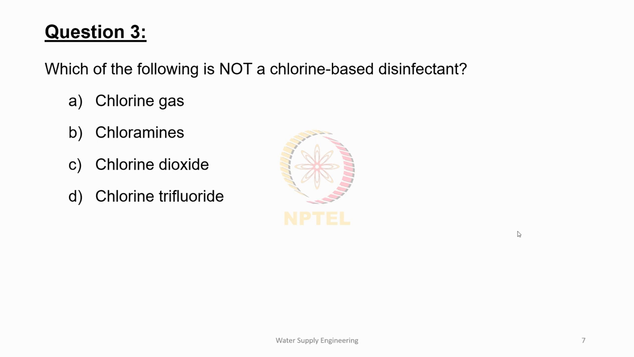So, when it comes to disinfection, chlorine is a major method. Chlorination is the major method that we use for disinfecting the water. Usually, in the case of public water supply and all, we usually go for chlorination. But among the four that is given in the options, one is not a chlorine based disinfectant. So, which is that? So, you can type in your answers in the chat box.